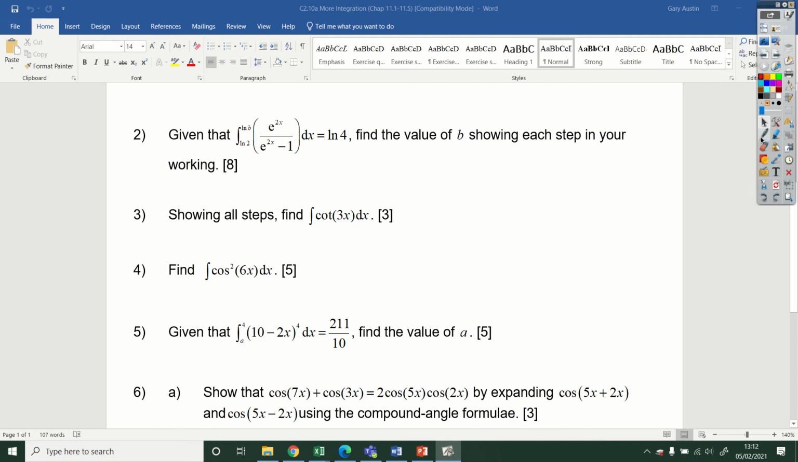Question 2, we've got this quotient in our integrand, e to the 2x over e to the 2x minus 1. Now the minus 1 is causing the most amount of difficulty here, but you'll notice that the form of this integral is of the form f dash over f. Okay, so that gives you a bit of a clue as to how to proceed. However, there's 8 marks to be got for this, so although this can be done almost by inspection, I think your best course of action is to do a U substitution.